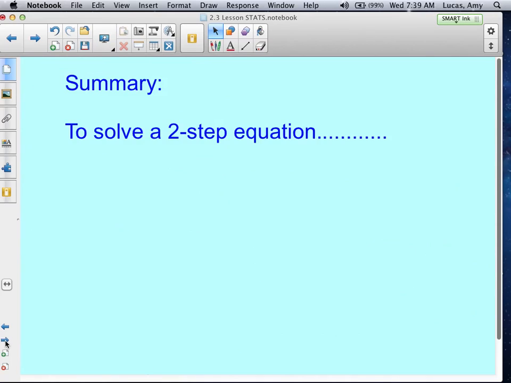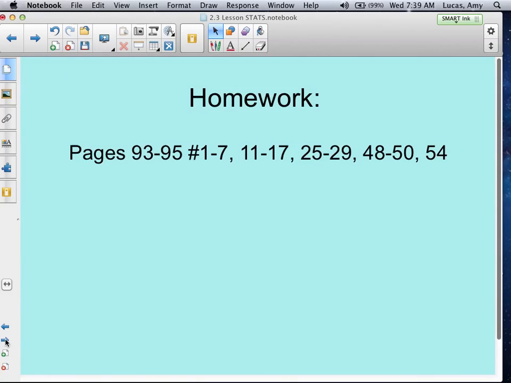You're ready to write your summary now? Summarizing how you solve a two-step equation. And here's your homework assignment.